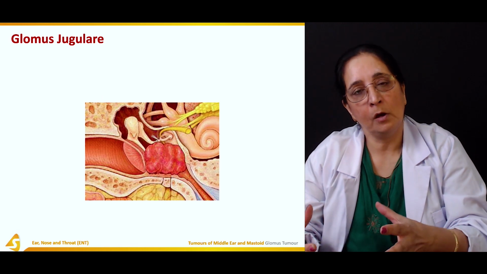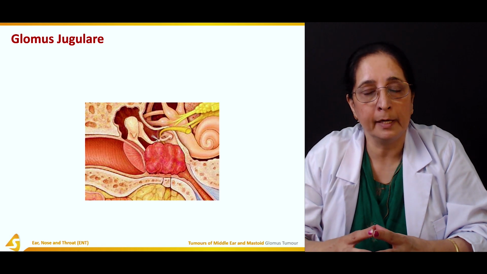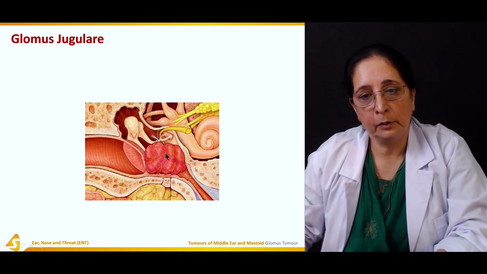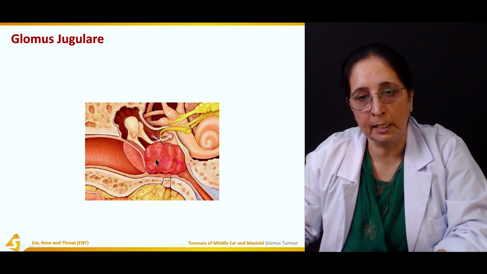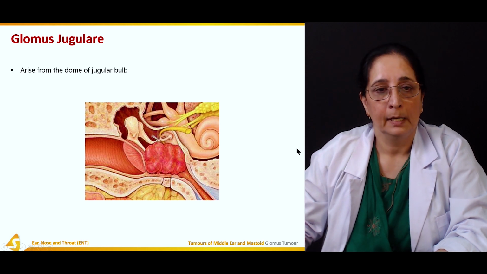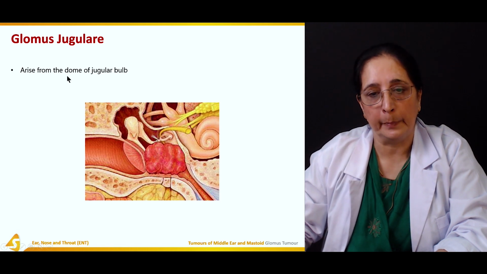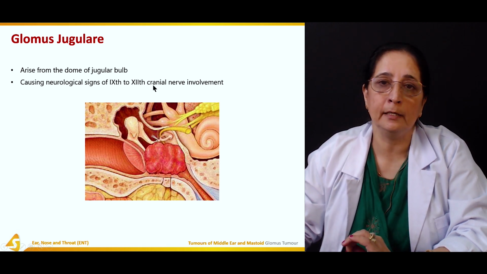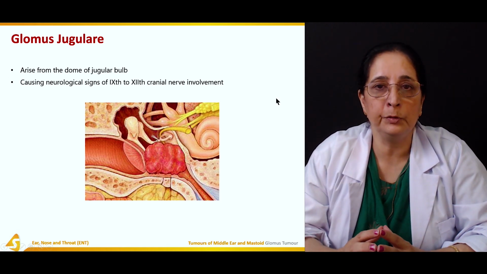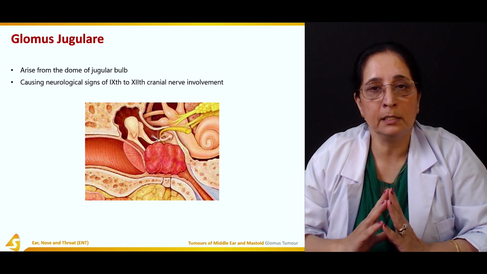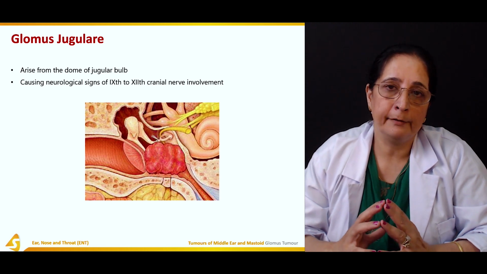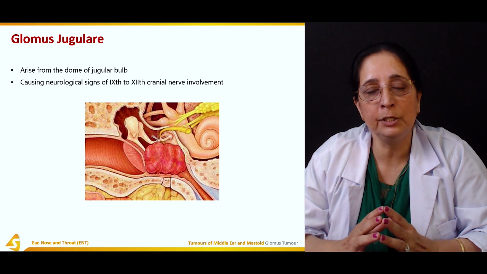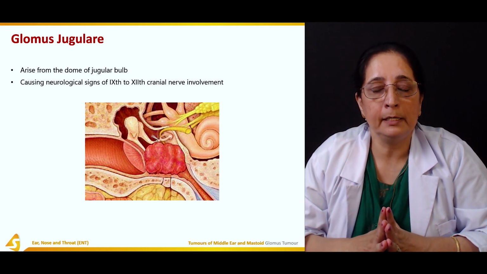Now, as we mentioned, depending on the location, it can be glomus jugulare in the jugular area, in the jugular bulb. This is the area where the glomus jugulare is present. So this is the glomus tumor, glomus jugulare. It arises from the dome of the jugular bulb, causing neurological signs of 9th to 12th cranial nerve involvement. So when glomus jugulare is present, which develops from the dome of the jugular bulb, the signs which are present are mainly due to involvement of the 9th to 12th cranial nerves.